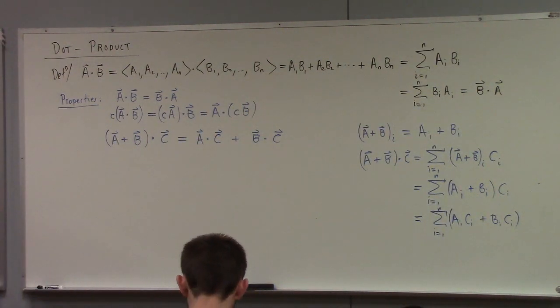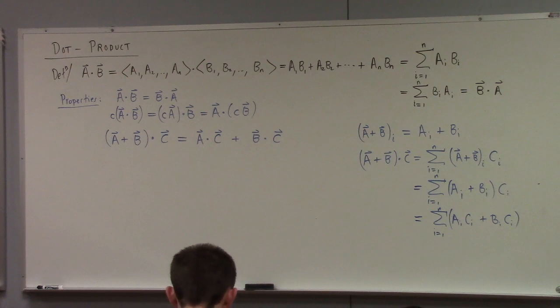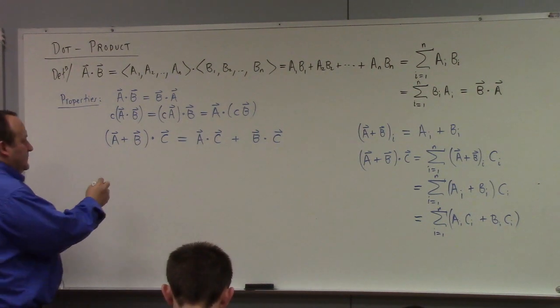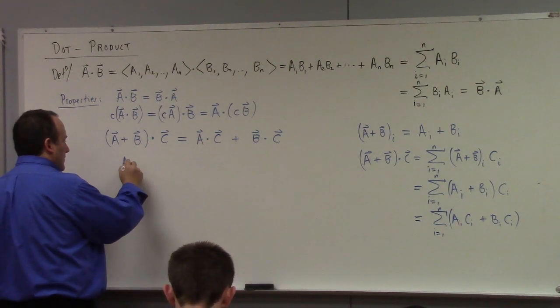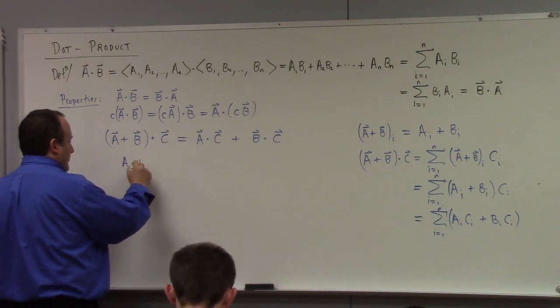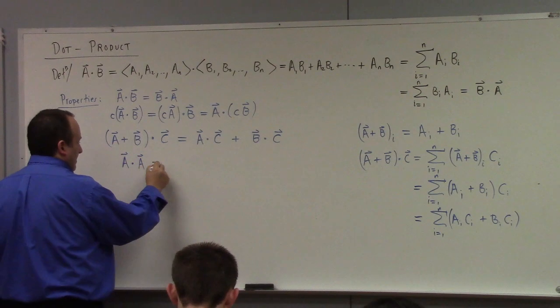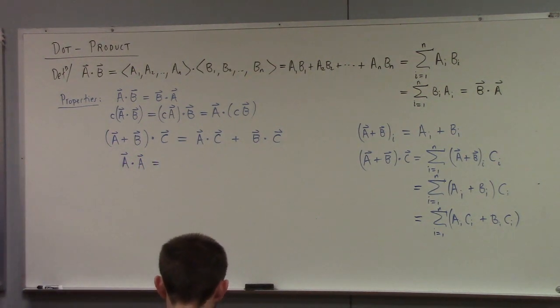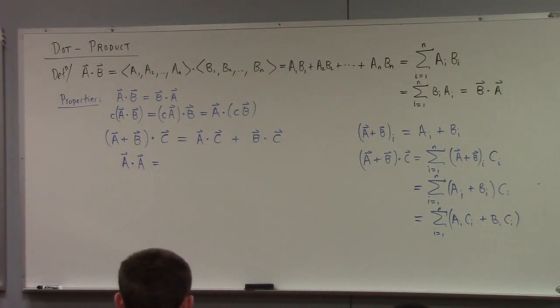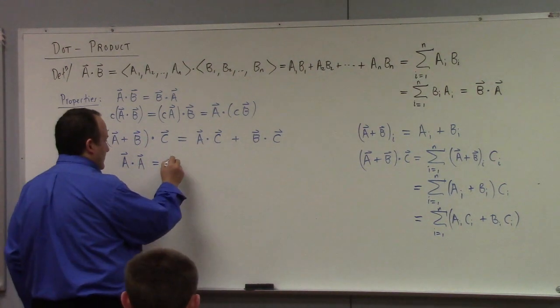But all right, enough. Any other properties of the dot product we should talk about? It's a scalar, right? Let us emphasize that. The dot product is a number. Let's see here. How about this? What is A dot A equal to? The magnitude of A squared?